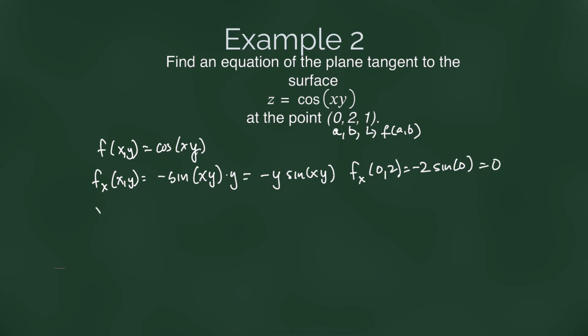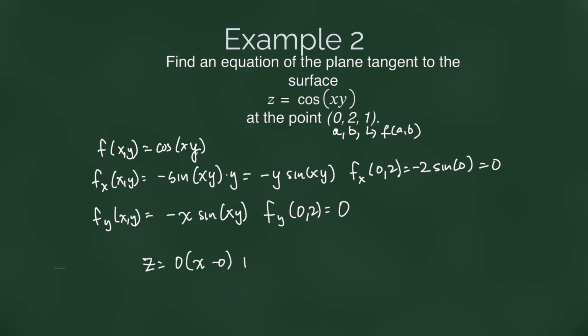And f sub y, same logic here. We're going to get negative x times the sine of xy, and f sub y at (0, 2) is going to also be 0. All right, so our tangent plane looks like z equals 0 times (x minus 0) plus 0 times (y minus 0) plus f of (a, b), which is just 1. So our plane is the plane z is equal to 1.